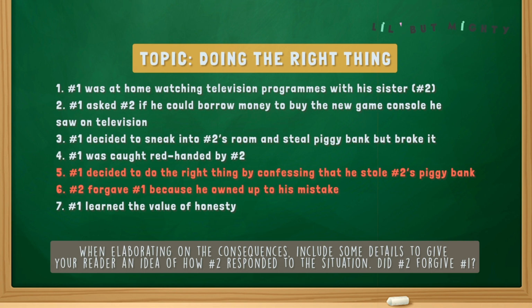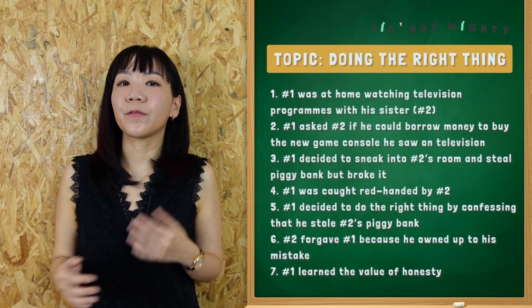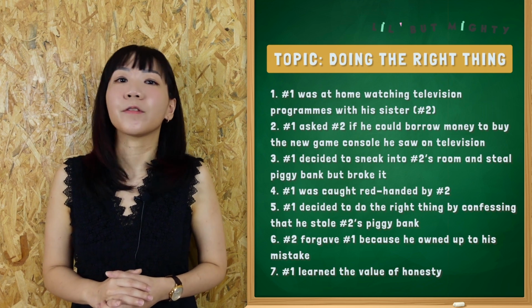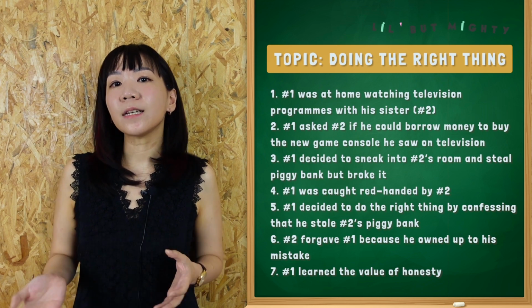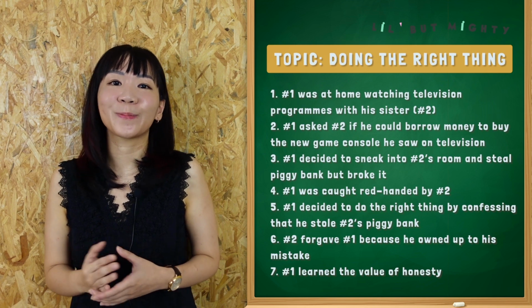When elaborating on consequences, you'll also want to include some details to give your reader an idea of how number 2 responded to the situation. Did number 2 forgive number 1? As you can see from the revised storyline, we've added in more details to help the story flow logically. By adding in these details, you'll be able to expand on the topic more too.